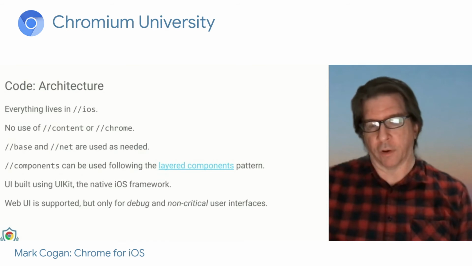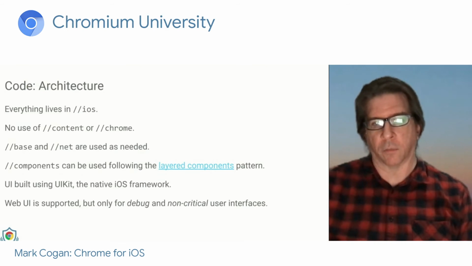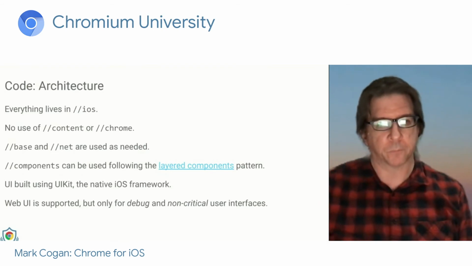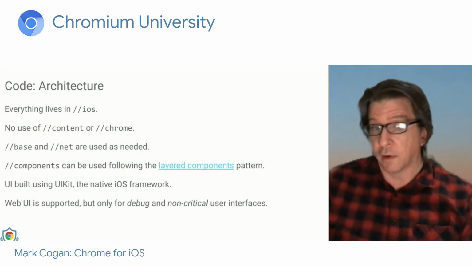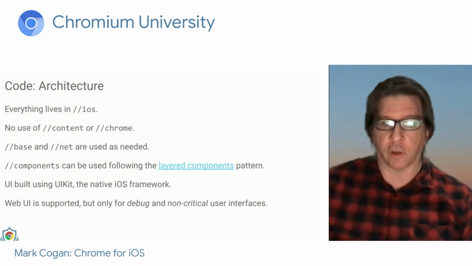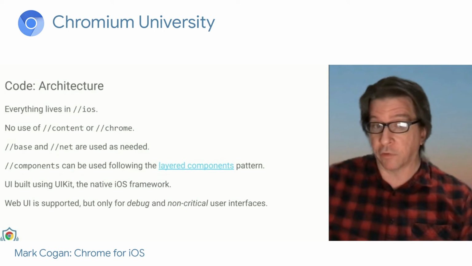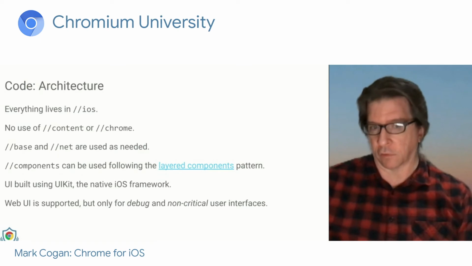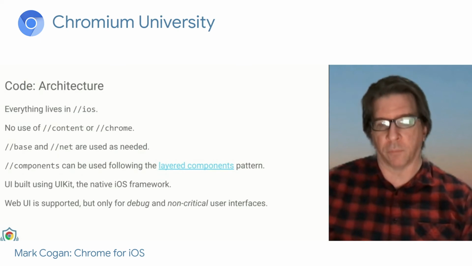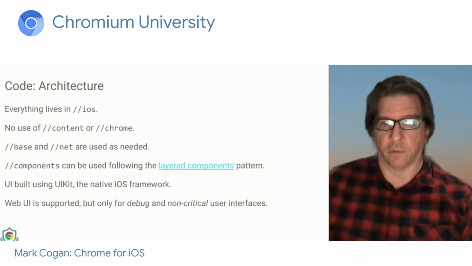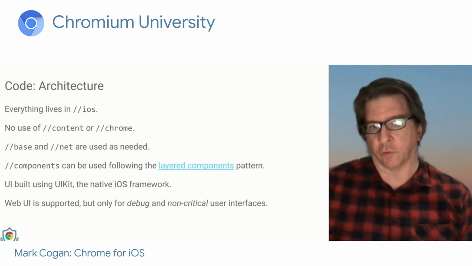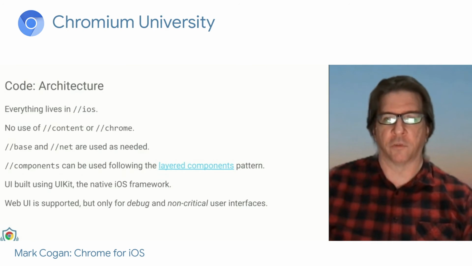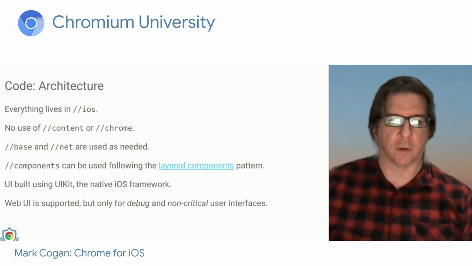So all of the basic bits and pieces of the browser that are put together in Chrome, we have to build our own versions of in iOS. We can freely make use of base and net. We can use the Chrome network stack for anything that's not loading web pages. And we can use components, provided they have been constructed using the layered components pattern, by which there are no mandatory dependencies on content, but those dependencies are factored out, and there's a separate set of interfaces for iOS provided.